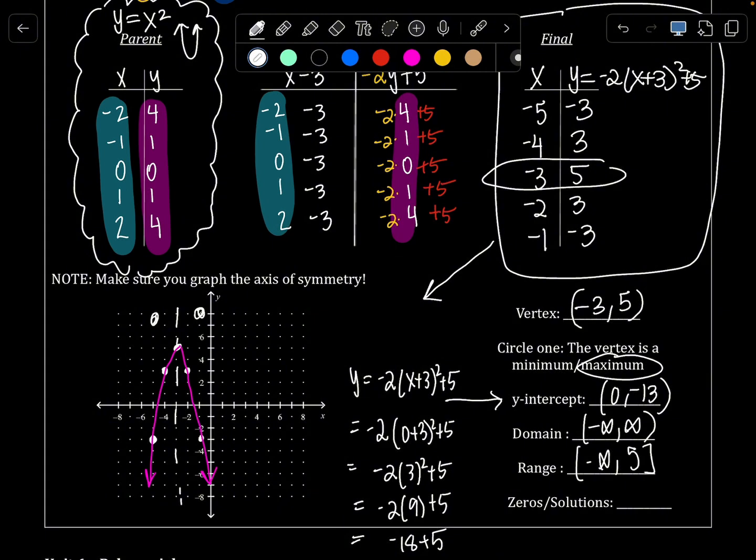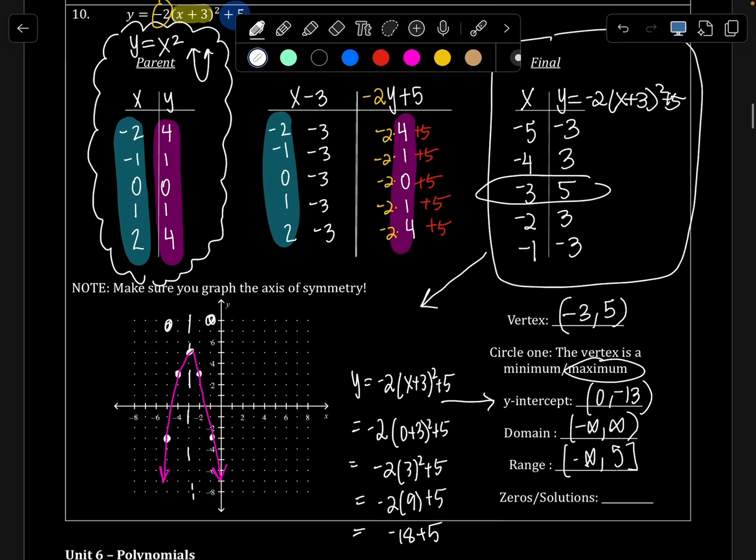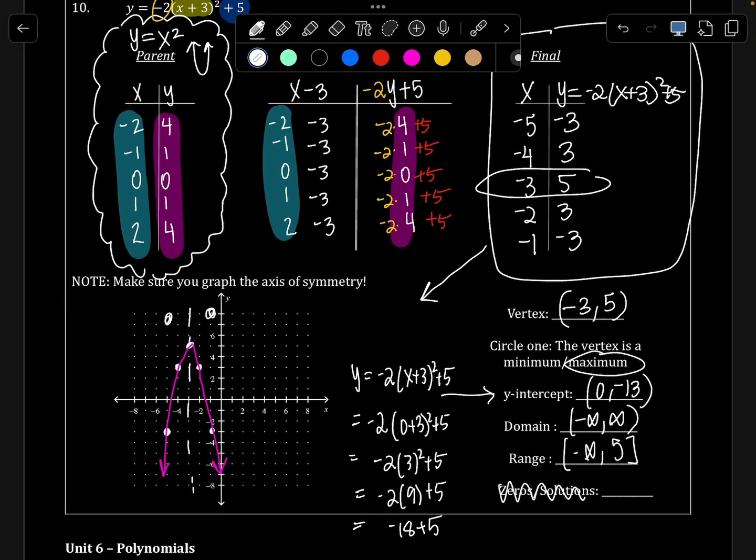Do we have x-intercepts? Why, yes, we do. I don't want to get too into the x-intercepts, right? So let's skip that one because they're not exact. So we're skipping the zeros and solutions there.